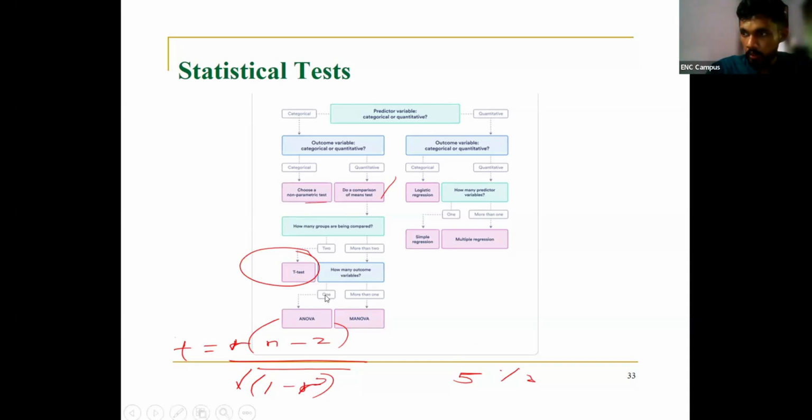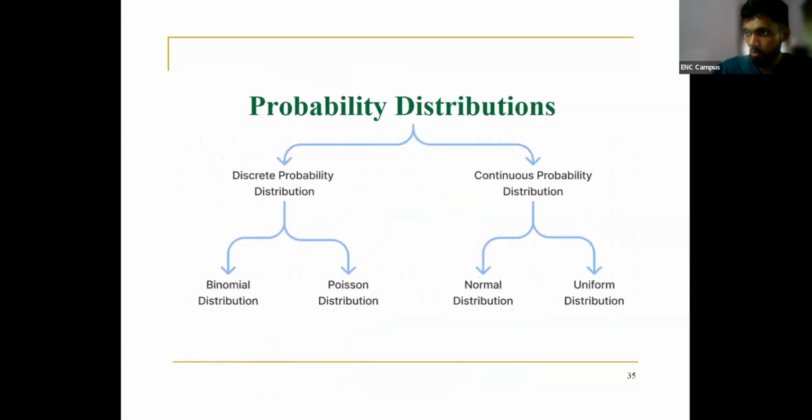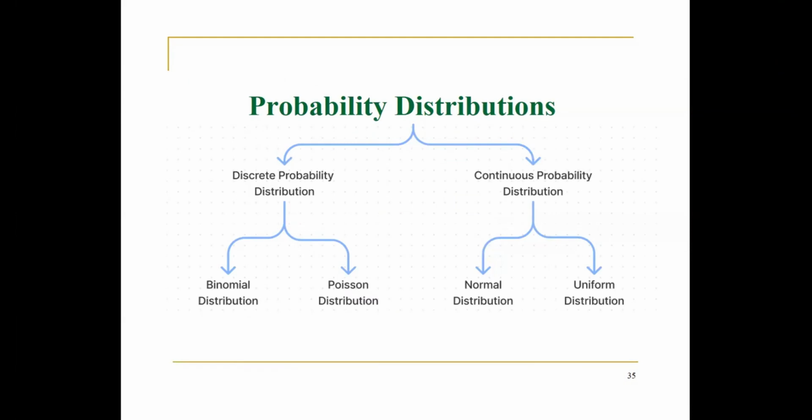Okay. Then to calculate the p-value like this, our data needs to be normally distributed. So let's discuss more about probability distributions. A probability distribution simply shows all the possible outcomes of an experiment and their probabilities, right?